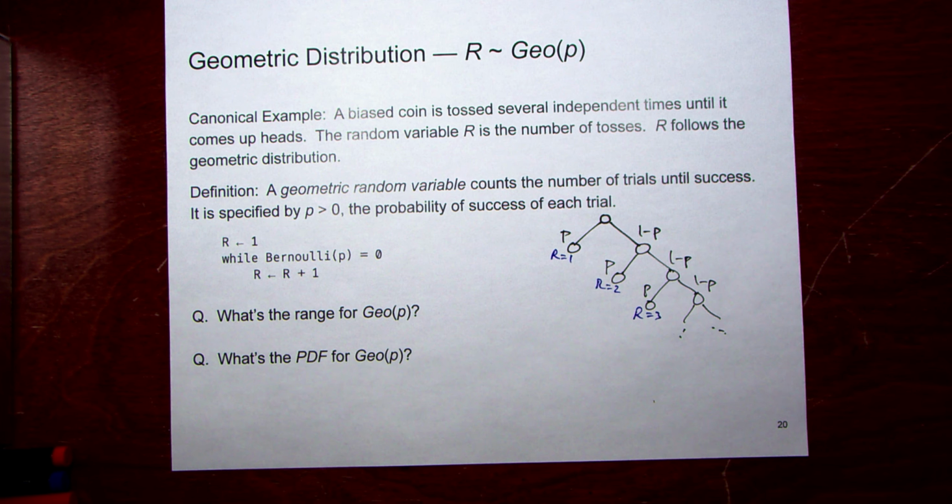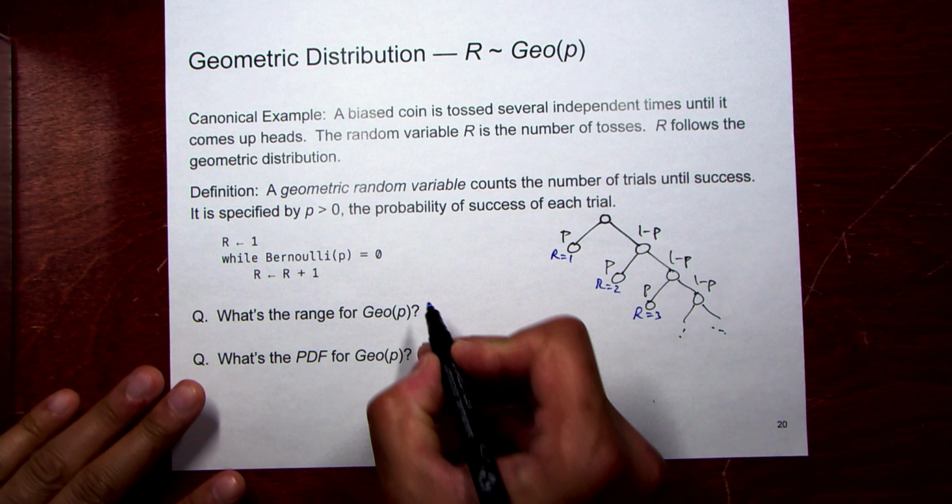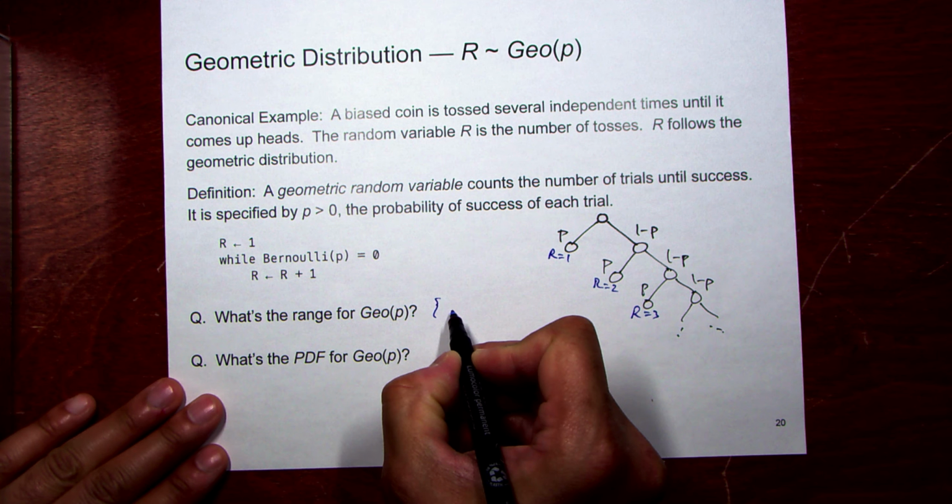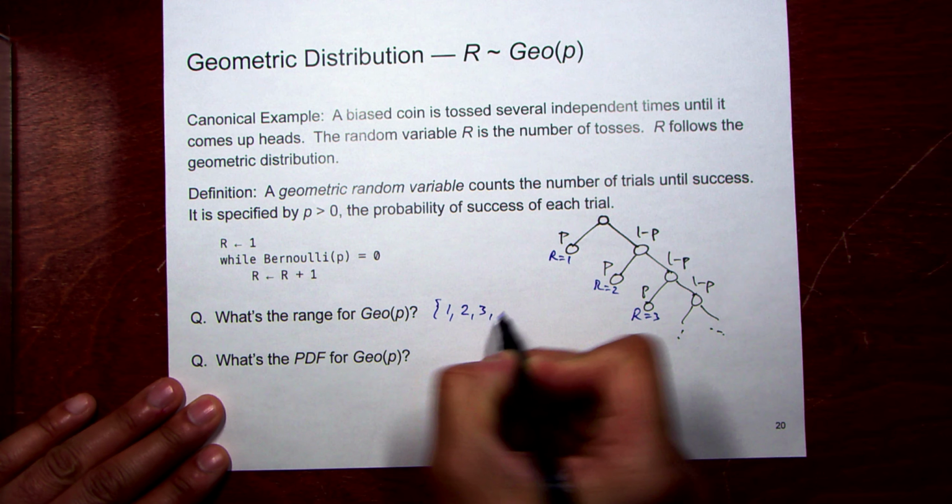So I sort of answered the first question, but I'm just going to ask it to you to make sure you're paying attention. What's the range for the geometric variable with parameter p? What values is it going to take? Sorry? 1 to infinity, non-inclusive. Can you just describe what's there? Good, yeah. So it's all the integers.